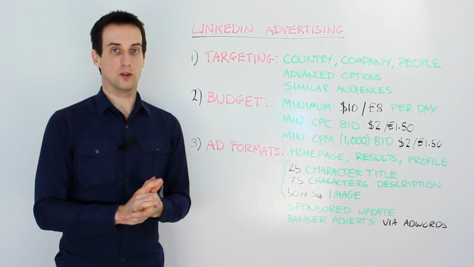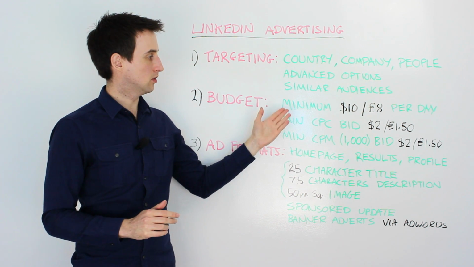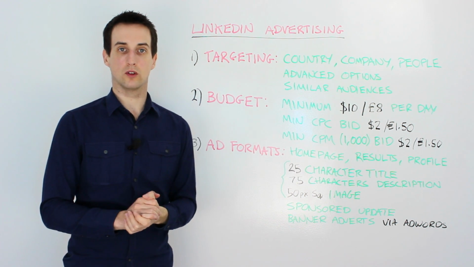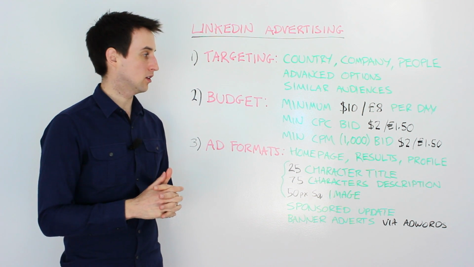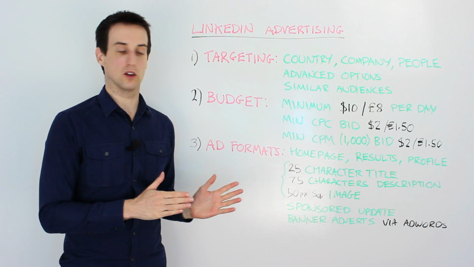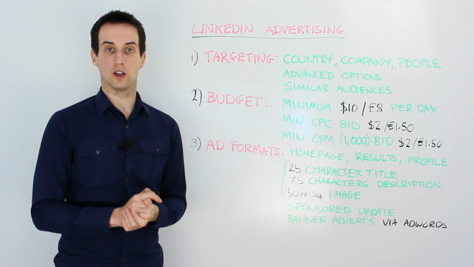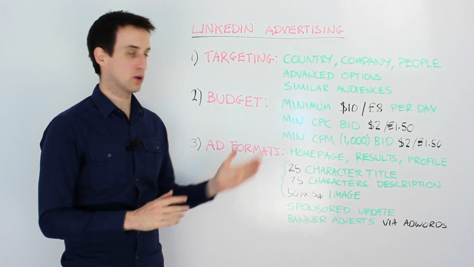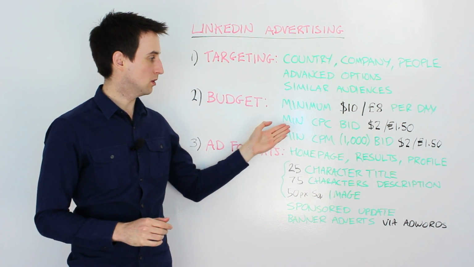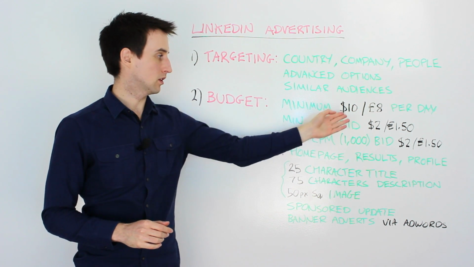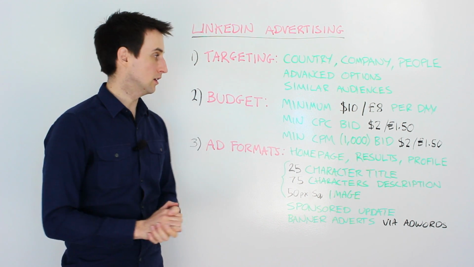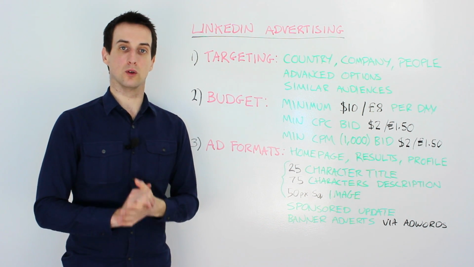Second area to look at is budget. Minimum daily spend of £8 or $10 is what LinkedIn specifies, so you need to have your budget set aside for at least spending that much per day. But you're probably going to spend that quite quickly because the minimum cost per click bid, so somebody clicking through to your website or somebody clicking through to your LinkedIn page, is £1.50 or $2.